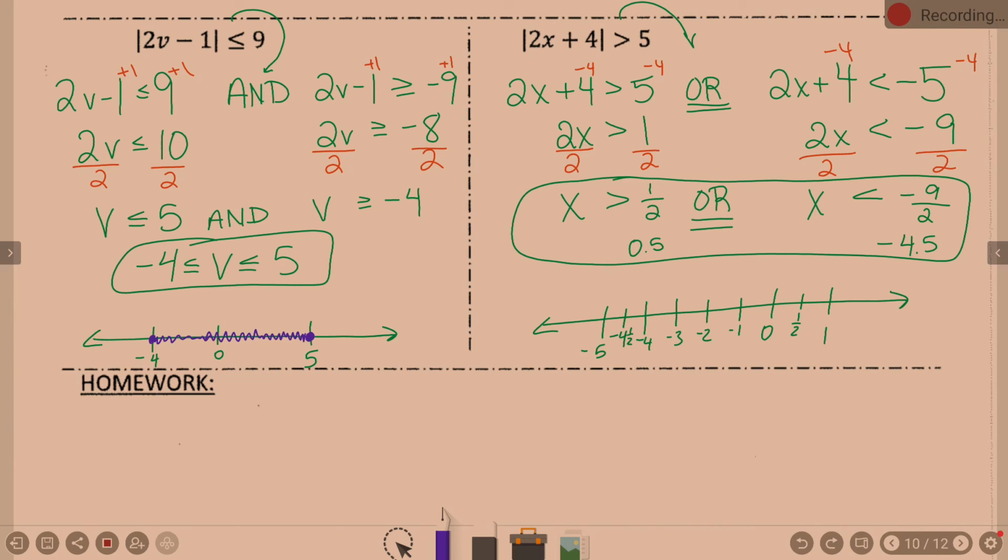Okay. Would that need a four or is it one half after that? Yeah. X greater than one half says I'm going to go where? To the right. X less than negative 4.5 says I'm going to go left.